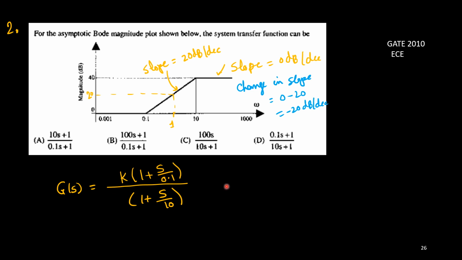Right? Now here easily you can understand from the choices, so no need to find out the k value, because in the numerator it is 10s plus 1 or 100s plus 1 or 0.1s plus 1. So all are different. So in the numerator you can see it is 1 plus s by 0.1 means 10s plus 1. So 10s plus 1 is only one choice, A. So we can skip this part.